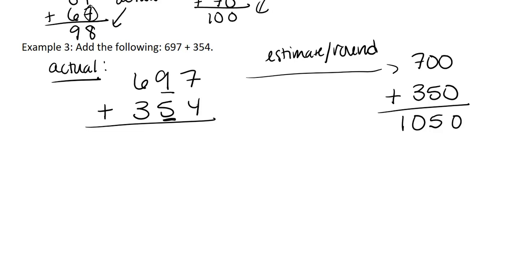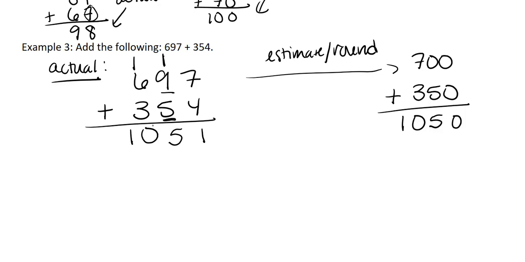So when we add these, we have 7 plus 4, which is 11. So we put a 1 below, carry the other 1. 1 plus 9 is 10, plus 5 is 15. So we put a 5 below, and we're going to carry that other 1. That means we have a whole 100. So we need to go ahead and count that in the hundreds place value and not in the tens. So now we have 1 plus 6 plus 3. So 1 plus 6 is 7, plus 3 is 10. So we get 1,051.